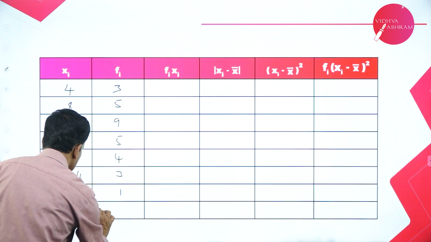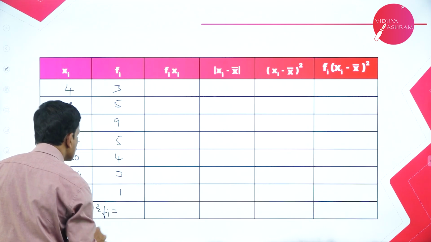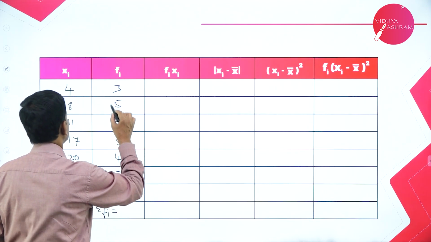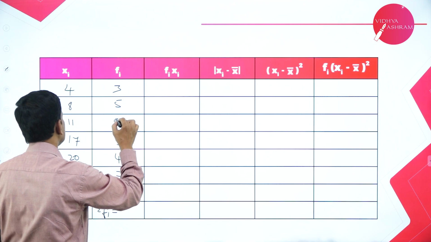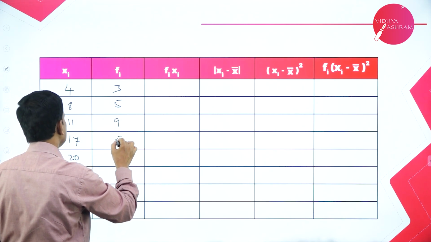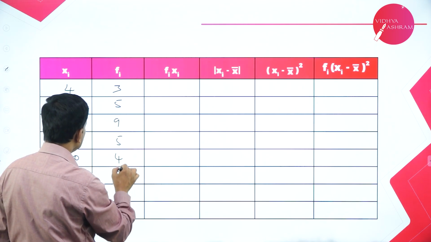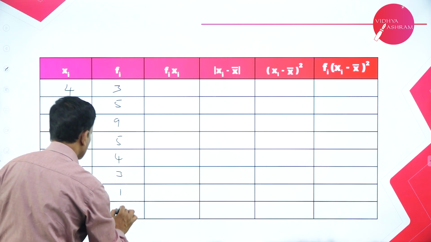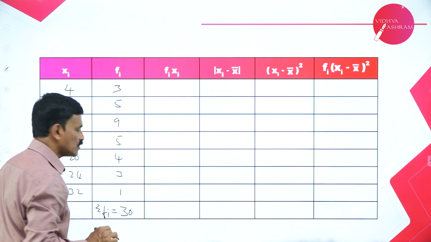So if I add this, you will get sigma fi is equal to, so add this: 5 plus 3, 8, 8 plus 9, 17, 17 plus 3, 20, 29, 30. So sigma fi is equal to 30.